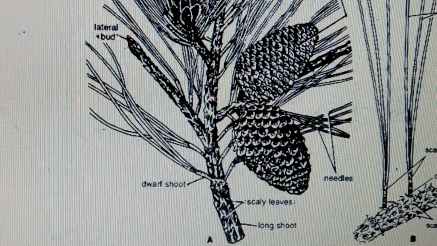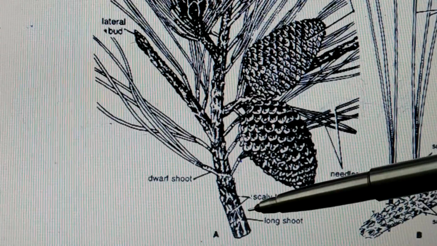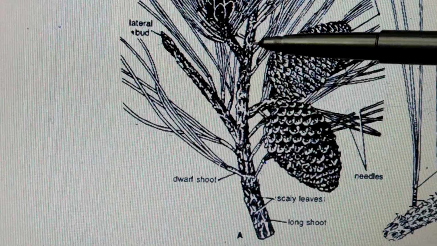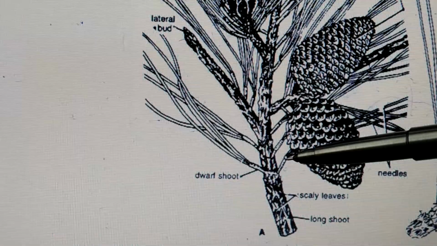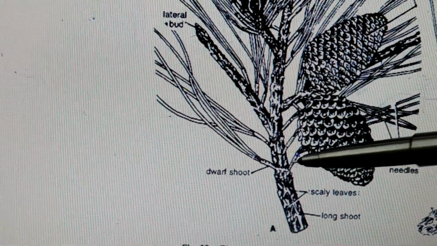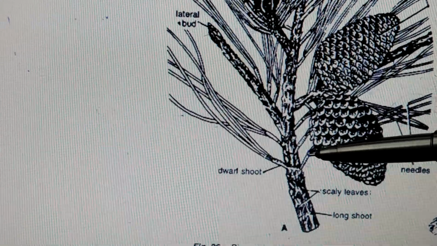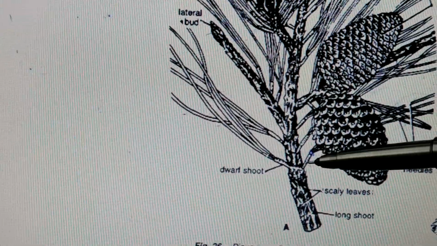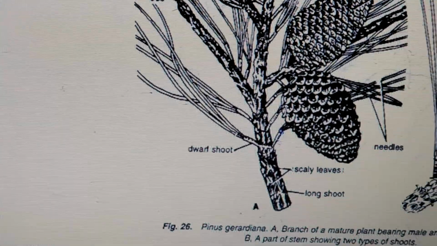These are commonly called what? Branches of unlimited growth. Which one? Long shoot. Long shoot is called branches of unlimited growth, whereas dwarf shoots are called branches of limited growth. Limited in the sense they won't extend further. Their growth is limited or stopped at a certain point. That's the reason they are called limited growth shoots or dwarf shoots.